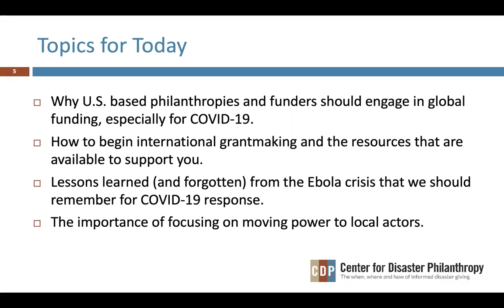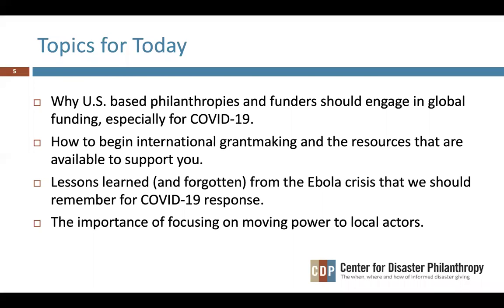I just want to frame the conversation that we're about to have with our three panelists right here. Over the course of the next 59 or so minutes, we're going to cover the following four things. First, why US-based philanthropies and funders should engage in global funding, especially for COVID-19. How to begin international grant making and the resources that are available to support you. Lessons learned and arguably forgotten from the Ebola crisis that we should remember for the COVID-19 response. And then lastly, the importance of focusing on moving power to local actors.